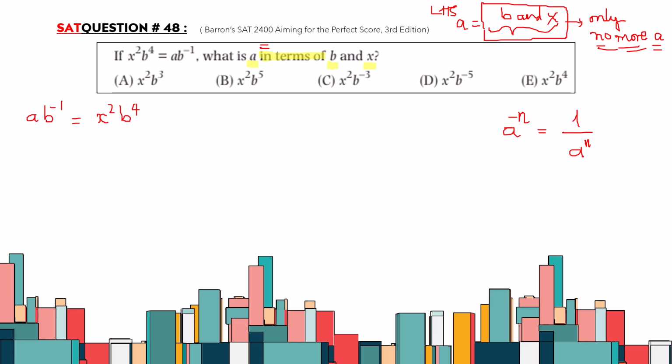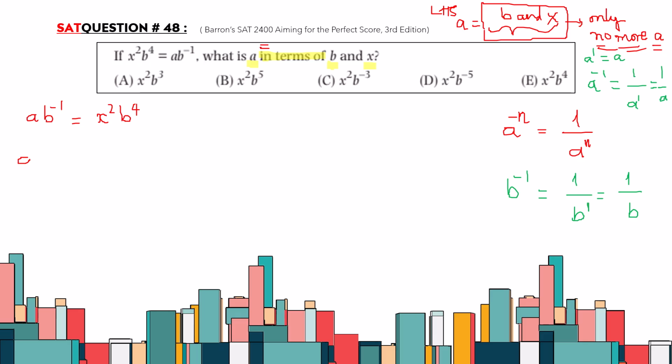We see that b to the -1 looks like this, so I can rewrite it as 1 over b to the power of 1. But anything to the power of 1 is that thing, so that's 1 over b. So a to the power of -1 is 1 over a to the power of 1, that is 1 over a, and a to the power of 1 is a.